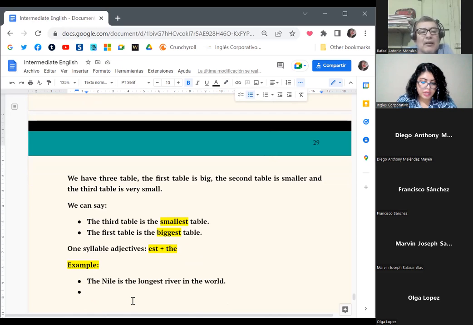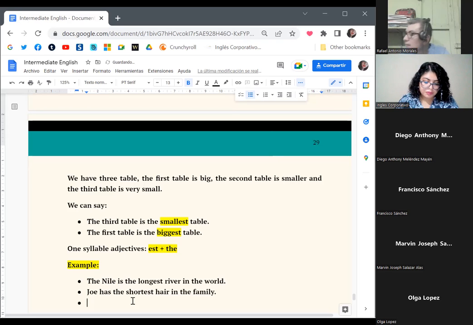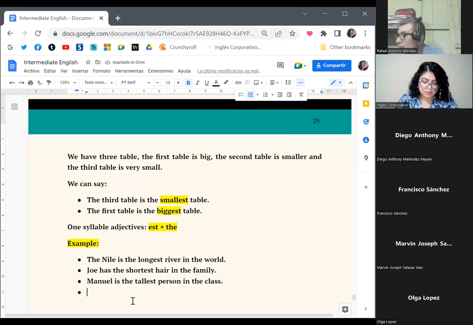Number two, Joy has the shortest hair in the family. Shortest hair in the family. Then we have, Manuel is the tallest person in the class. Mont Blanc is the highest mountain in Europe.